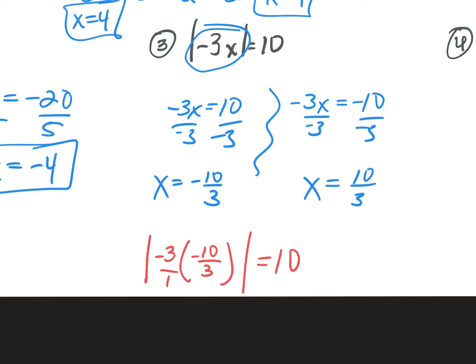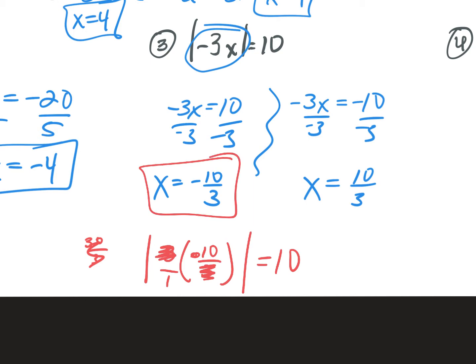Right? You can multiply the numerators and get 30 over 3, which would simplify to 10. Or you can look at this and say, I have a 3 on top and a 3 on the bottom, right? And then a negative times a negative is a positive. So what's the absolute value of 10? 10. Okay, so this one works.